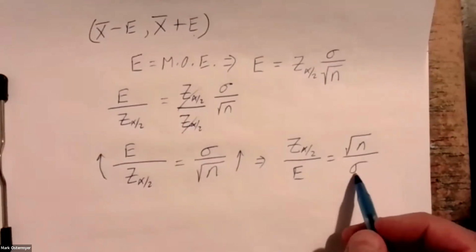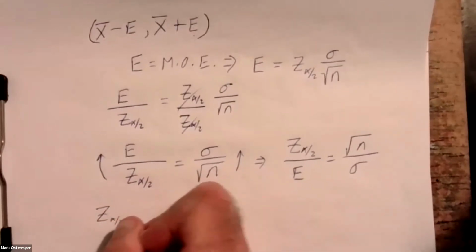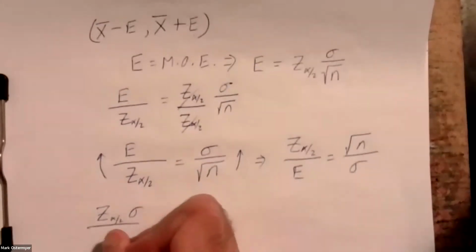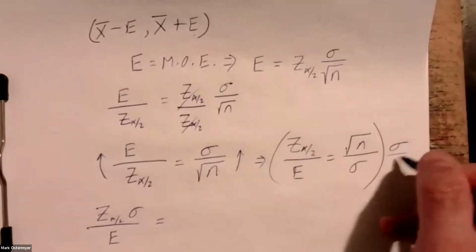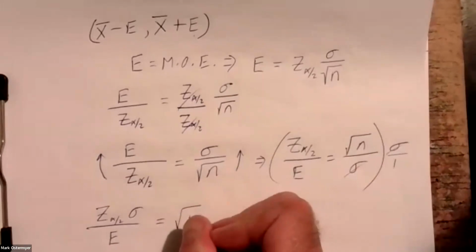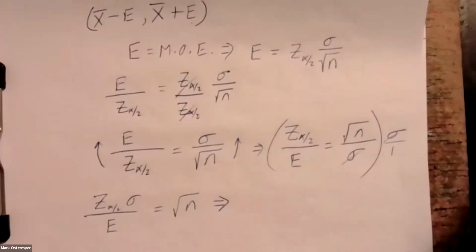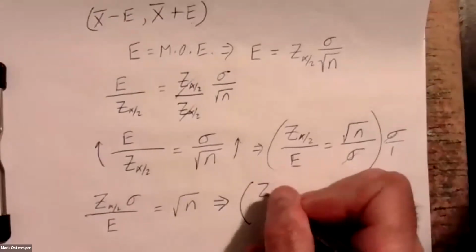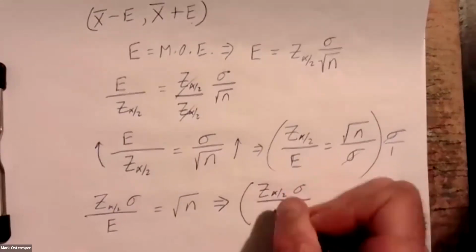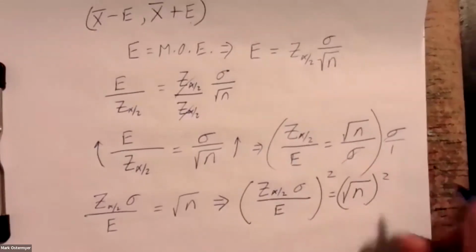Now I'm going to multiply both sides by the standard deviation to get rid of this fraction on the right side of my equation. And when I multiply the right side by the standard deviation, what happens to it? It cancels out, leaving us with the square root of n. Now, how do we get rid of a square root? We raise it to what power to get rid of it? Second power. You square it. That's right. So we're going to square both sides of our equation. And when you square the left side and square the right side, we'll just have n.